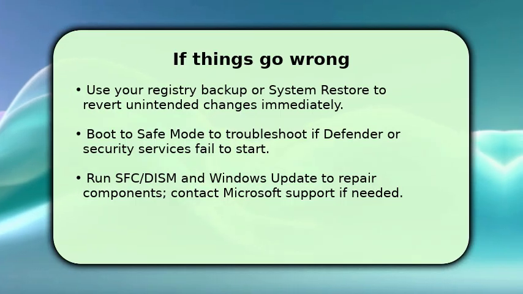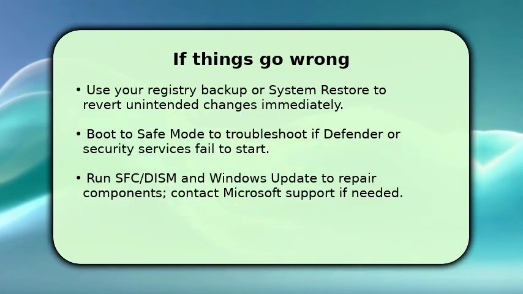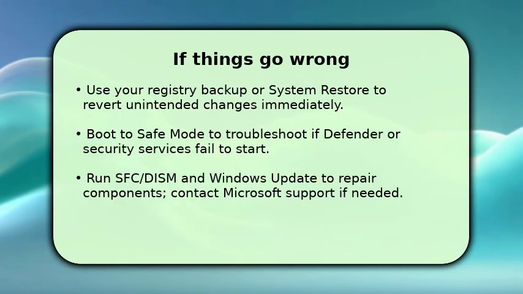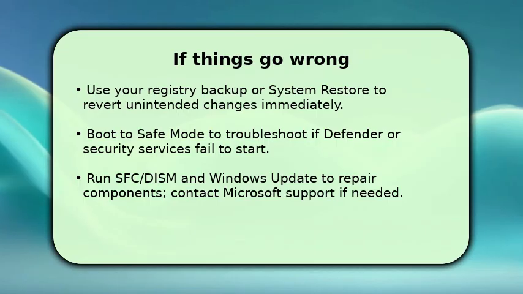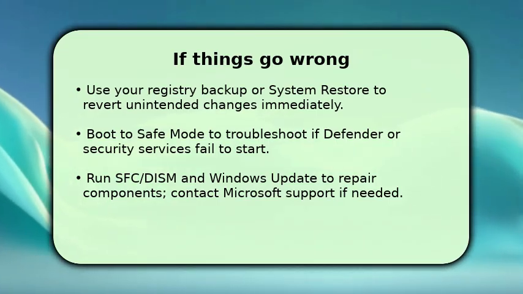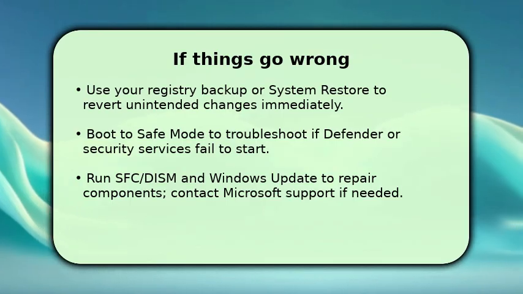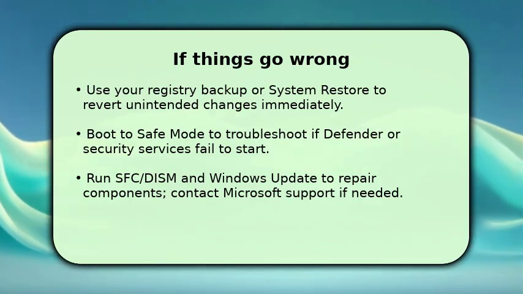If the system runs unstable, boot into safe mode to undo changes or run repair tools. Once you've restored settings, run System File Checker and DISM to repair corrupted components and apply all Windows updates. If recovery fails, contact Microsoft support or a trusted IT professional so you don't permanently compromise system security.